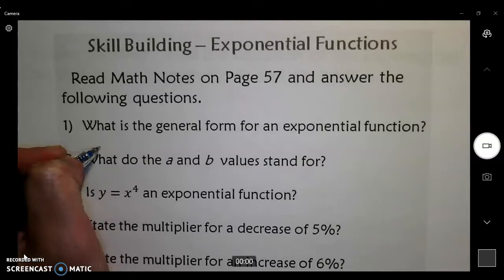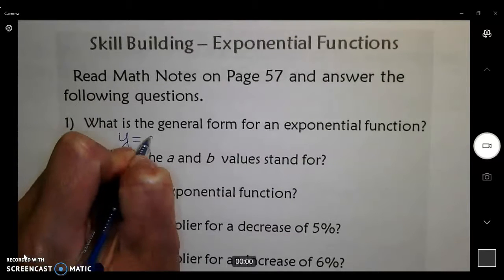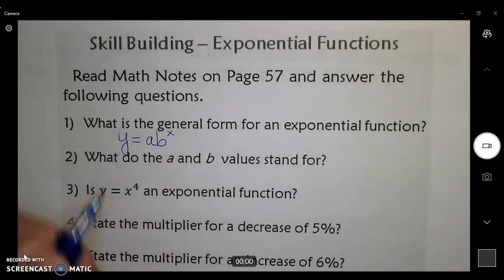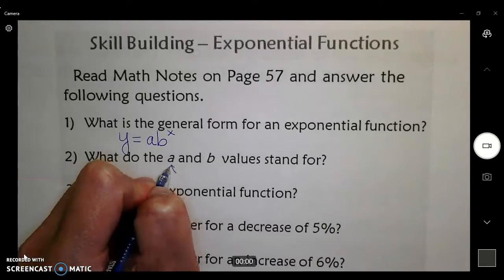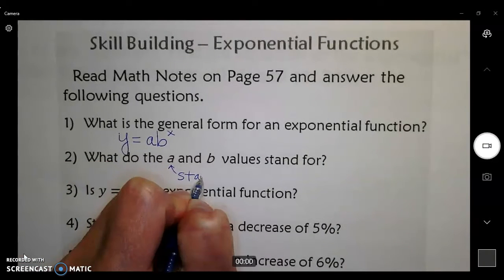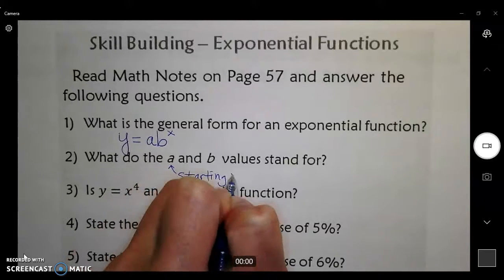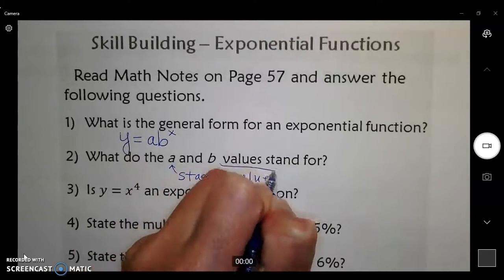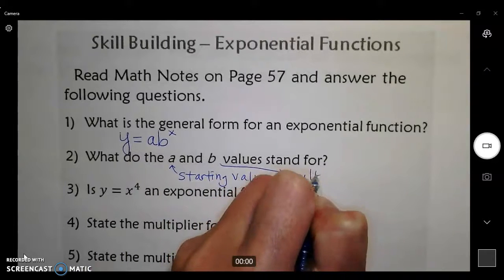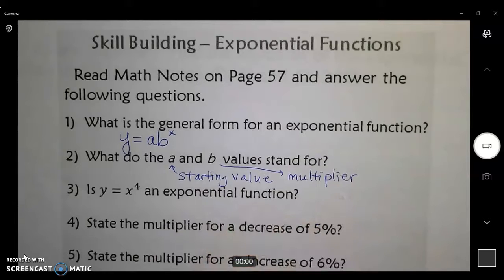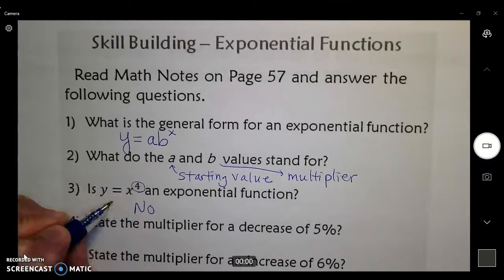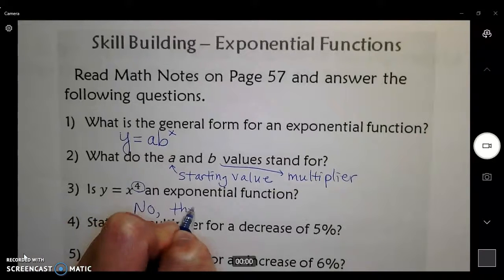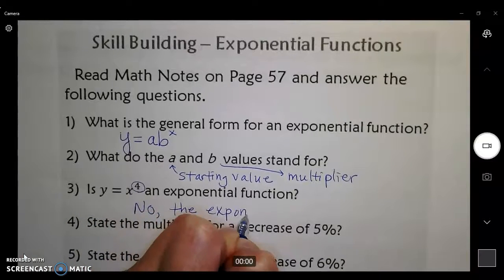So the general form for an exponential function is y equals a b to the x. What do the a and b values stand for? A is your starting value or your zero spot, and b is the multiplier. Is y equals x to the fourth an exponential function? No, it is not. The exponent needs to be x. So the exponent is not x.